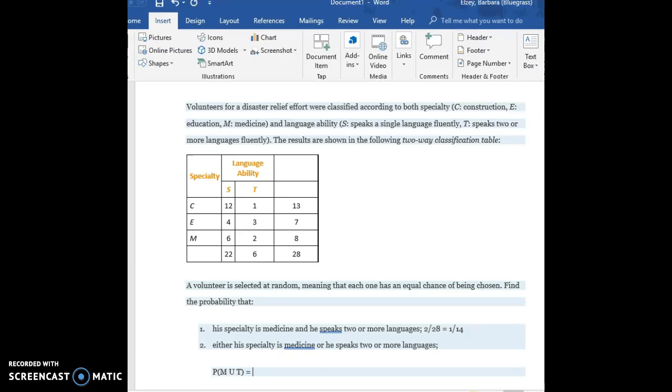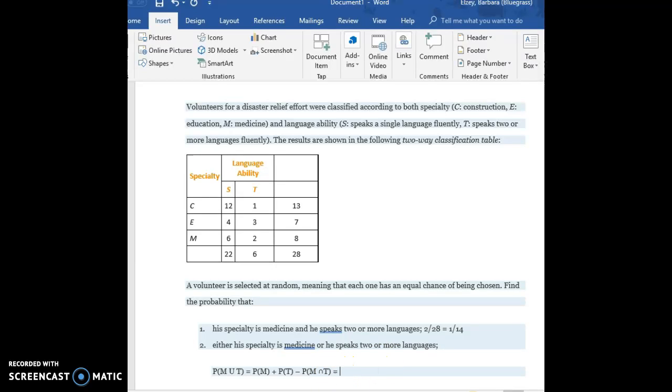Probability of M, plus the probability of T, minus the probability of the intersection. Let's see if I can bring out that intersection symbol again. And we can think of intersection as both, probability of both.